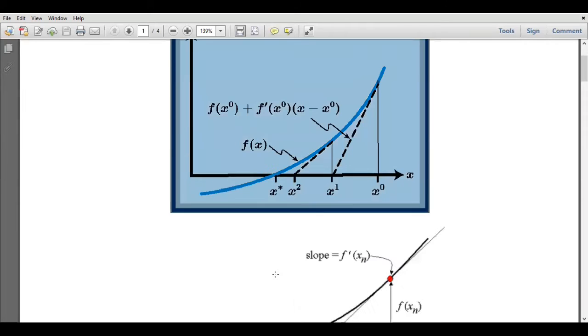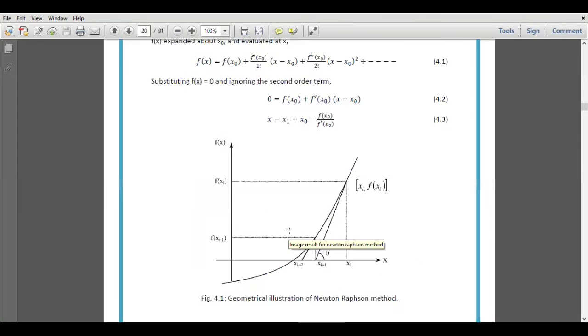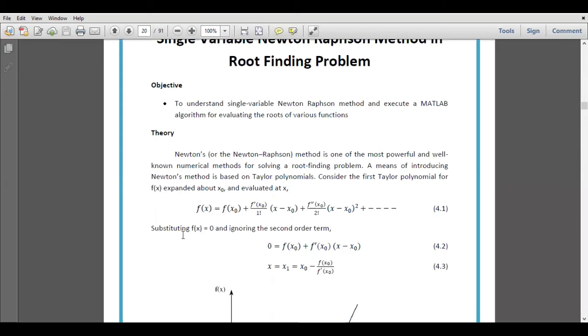Now, first we have to consider the Taylor series expansion of any mathematical function. The Taylor series expansion is given by this equation 4.1. If we ignore all other second order and higher order terms, we get this expression up to this point. Now, this is a first order equation, which is also called a linear equation, and it represents a straight line.